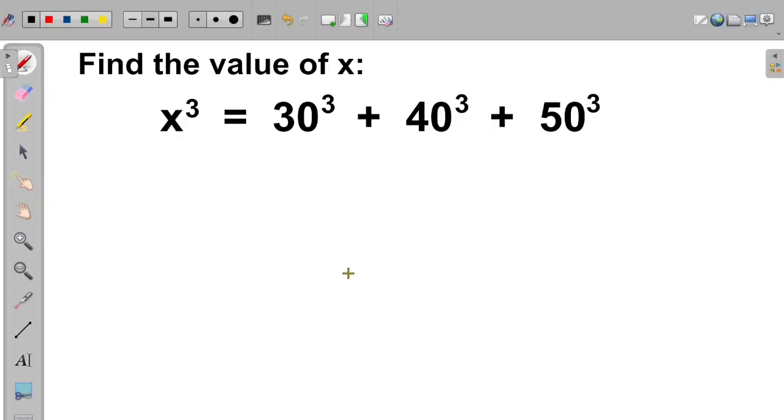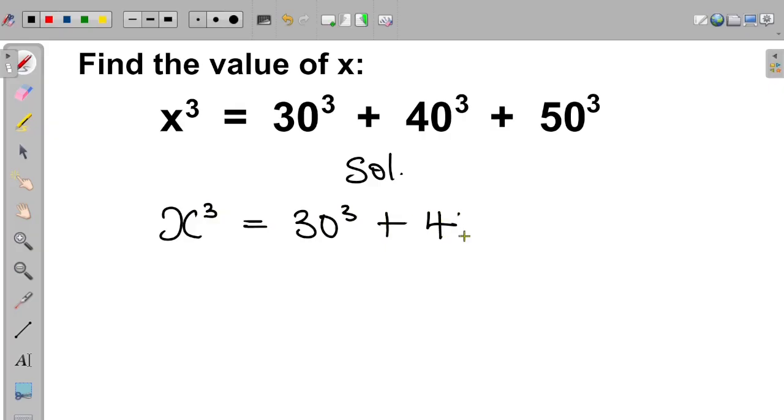In this video, we will provide the solution to this exponential question given to us. So we are asked to find the value of x. We are given that x cubed is equal to 30 cubed plus 40 cubed plus 50 cubed.